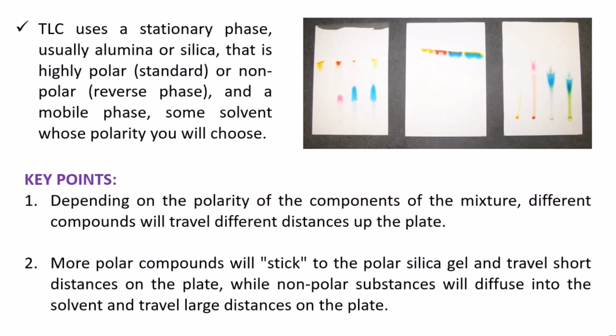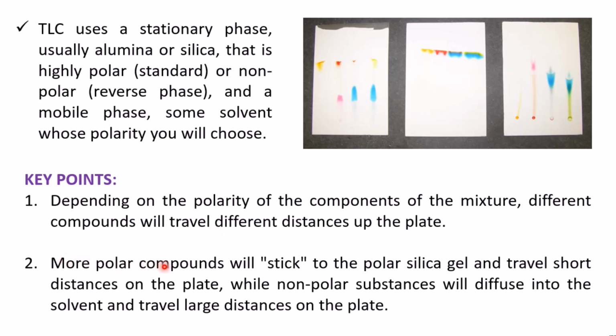So TLC uses a stationary phase, usually alumina or silica gel, and a mobile phase, which is usually an organic solvent, right? So now the key point is that depending on the polarity of the components in the mixture you are trying to analyze, different compounds will travel at different distances, right? So these different distances will bring about the difference in the retardation factor that you calculate, right?